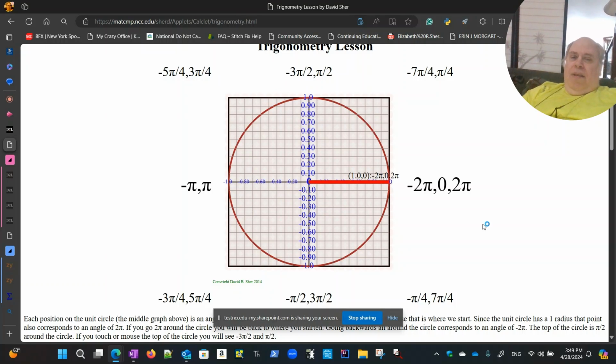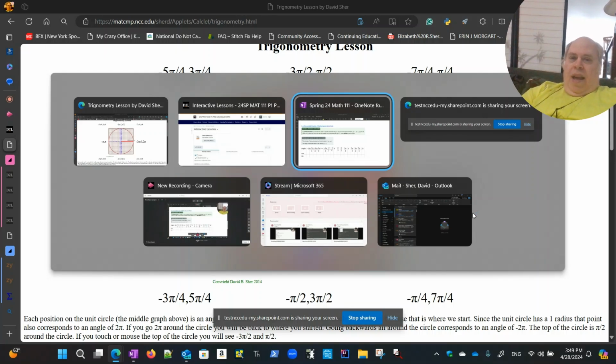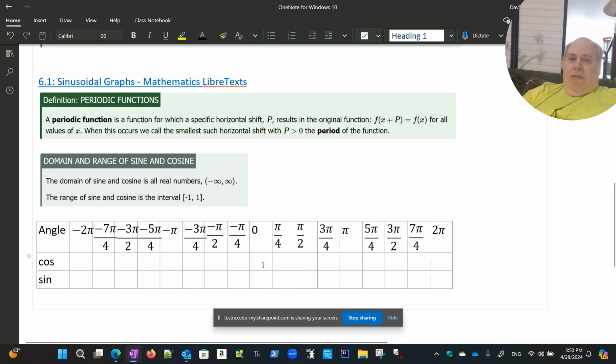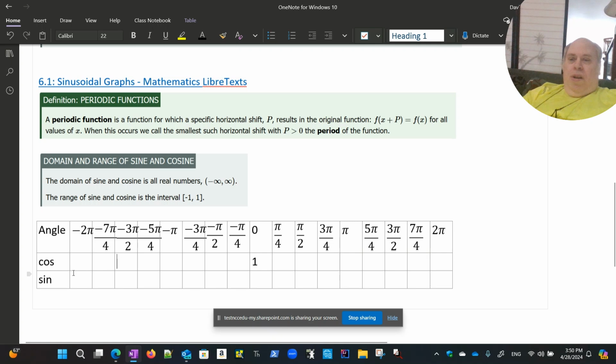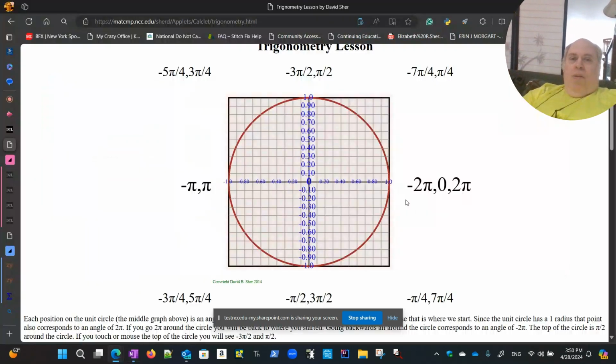So at angle 0, we're at the point (1, 0). So the x is the cosine, and it's 1. So this is angle 0. I can put that in. At angle 0, the cosine is 1. But not only at angle 0, there's two other things. It's minus 2 pi and 2 pi. The cosine is also 1. So I can put it in here and here. These are all going to be 1s because those are all the same angle, because it repeats. It's periodic.